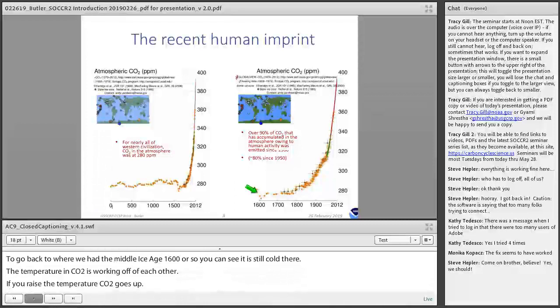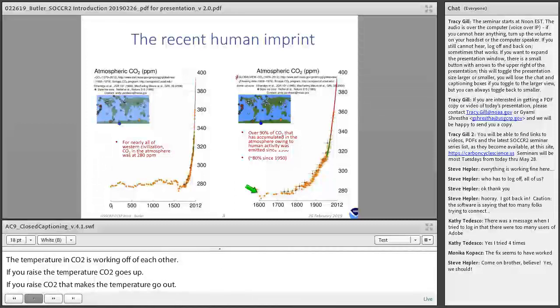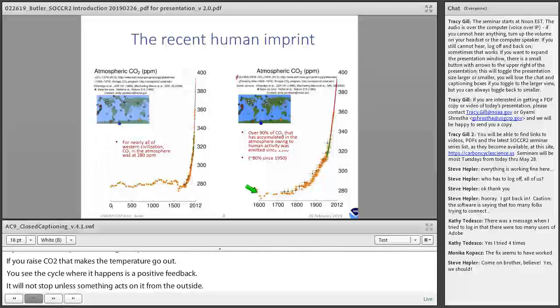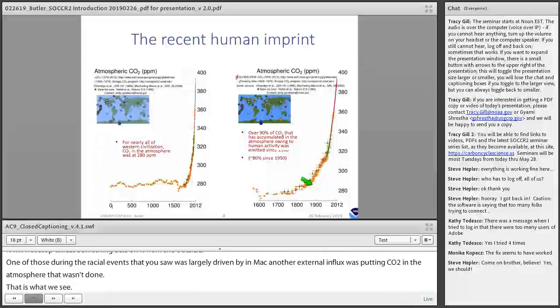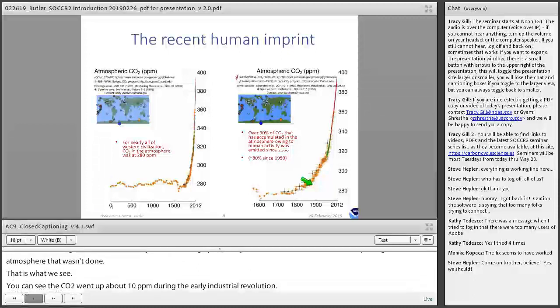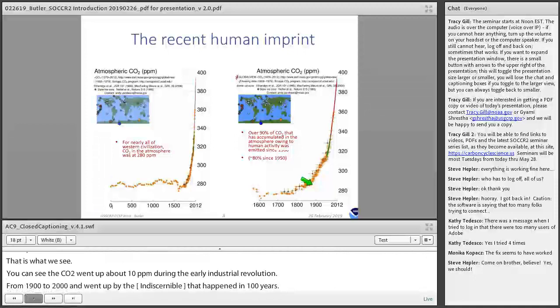And one of those, during those glacial and interglacial events you saw, was largely driven by eccentricity in Earth's orbit. But another external influence is putting CO2 into the atmosphere that wasn't there at the time. And that's what we've been doing. So if you look from 1800 to 1900, you can see the CO2 went up about 10 parts per million during the early Industrial Revolution. But from 1900 to roughly 2000, it went up 100 parts per million. And that all happened in 100 years. Remember, the last time it went up 100 parts per million was 10 to 15,000 years. So this is the thing that we have done to this planet.